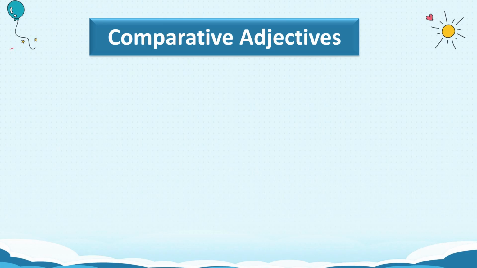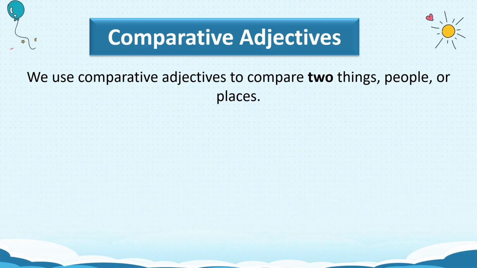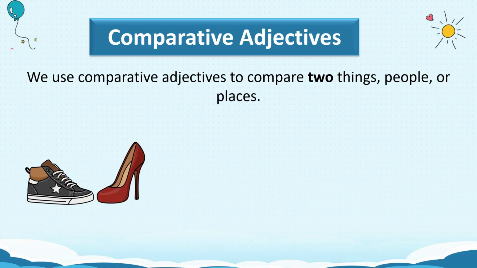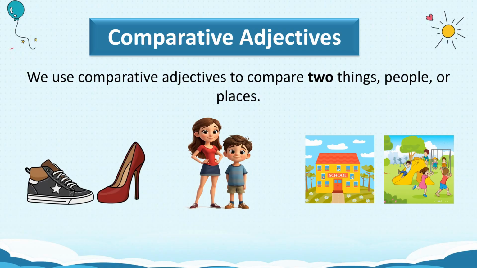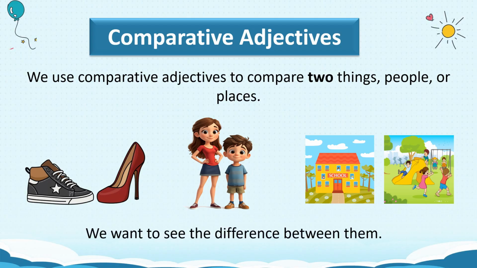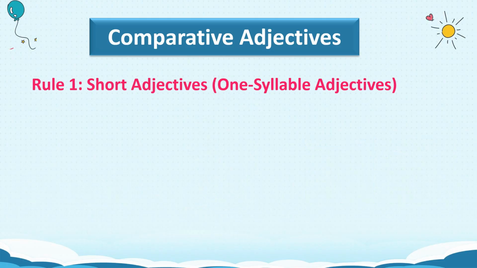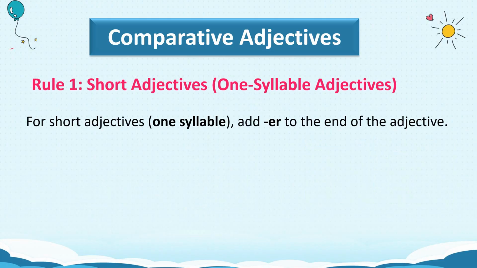What are comparative adjectives? We use comparative adjectives to compare two things, people, or places. We want to see the difference between them. Rule 1. Short adjectives. For short adjectives with one syllable, we add -er to the end of the adjective.